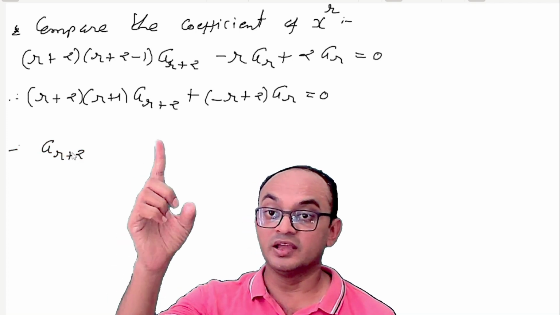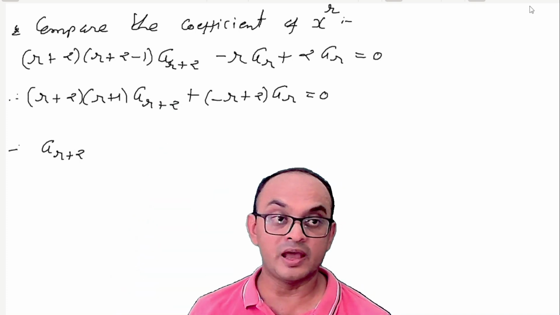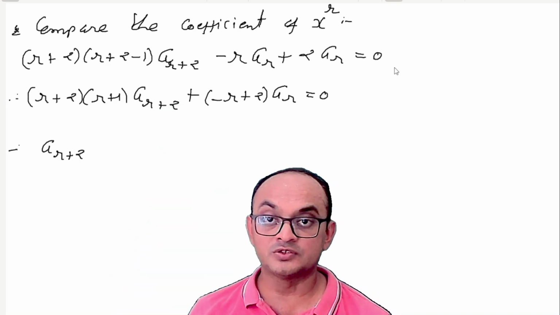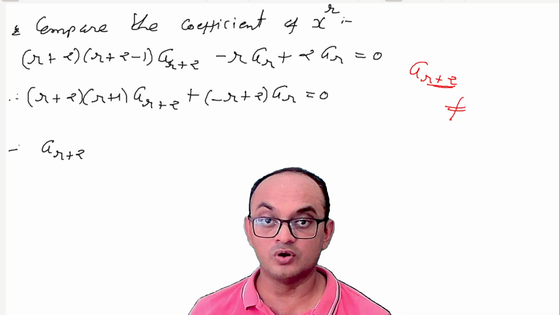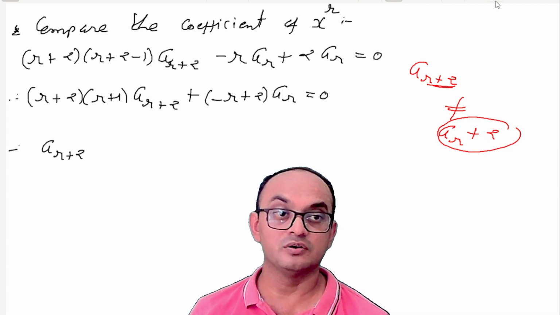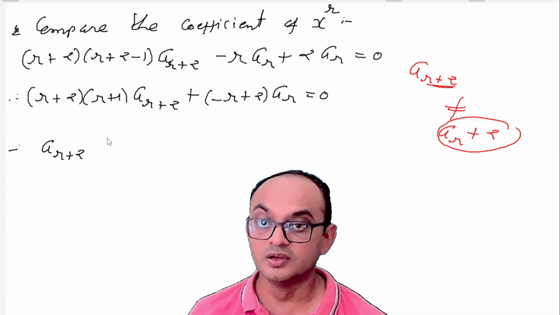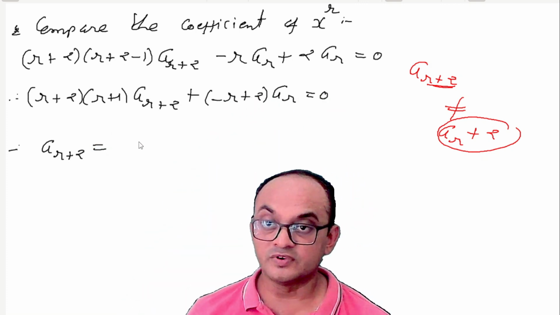See, keep in mind, in ar plus 2, r plus 2 is the suffix. Don't write it as ar plus 2, right? So r plus 2 is the suffix. This is not equal to ar plus 2, keep in mind. These two things are different. Don't make a mistake here, right? So ar plus 2 equal to what? This quantity will go to the right side.